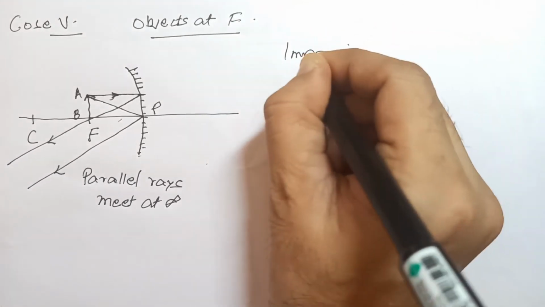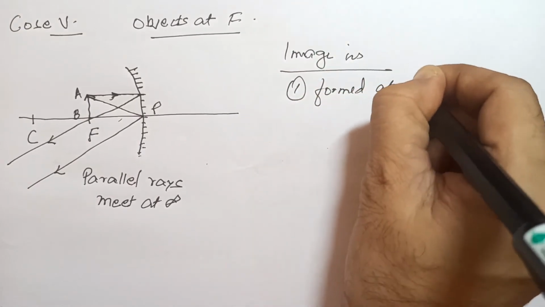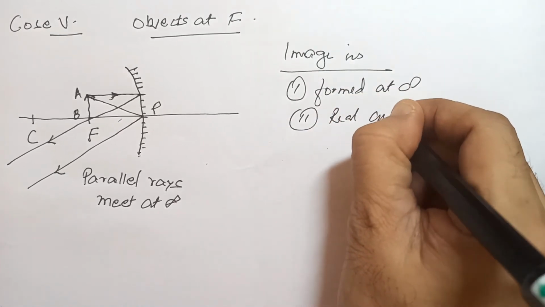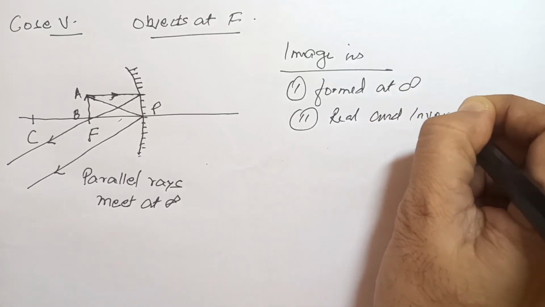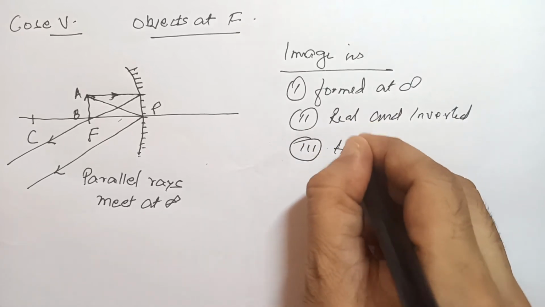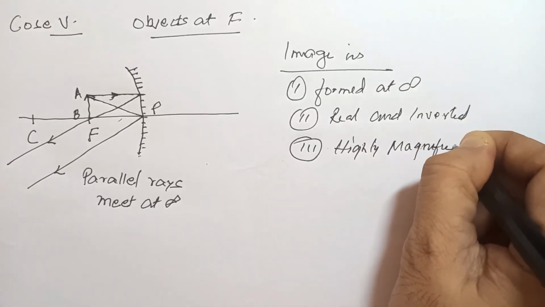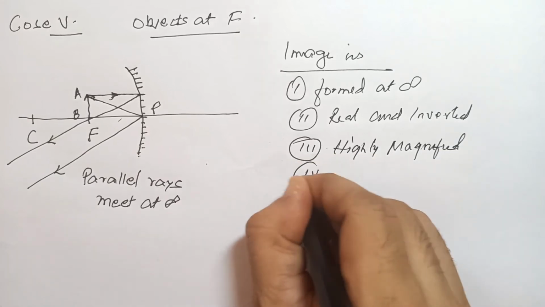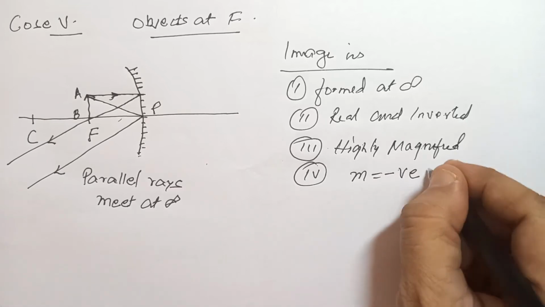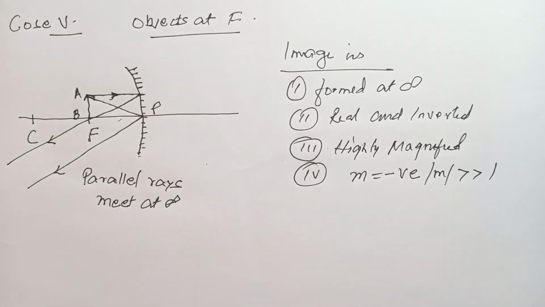Now in this case, the image is: one, formed at infinity. Two, real and inverted. Three, highly magnified. And fourth, m is negative because it is real, and m would be far greater than 1.